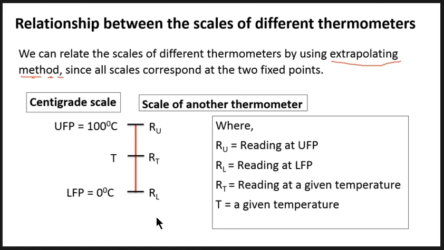So from here, based on the representation I have, I can easily relate the two scales. This could be the scale of any thermometer, so don't get it confused. It could be a constant volume gas thermometer, it could be a resistance thermometer. It could be any kind of thermometer. We are just using this to represent its scale and relating it with that of the centigrade scale.